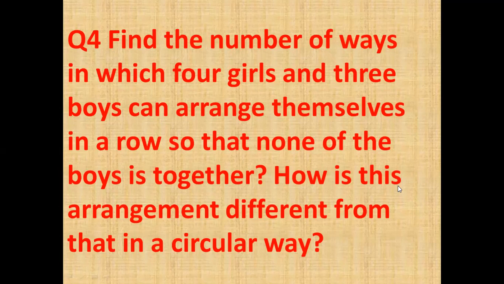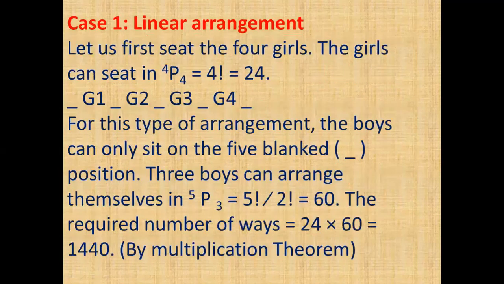So we have 4 girls and 3 boys. First of all, we'll be discussing linear arrangement. Let us first ask the 4 girls to sit. They can sit in 4! ways, like G1, G2, G3, G4. Between these girls, we have 5 spaces. So in the case of girls, it would be 4P4, that is factorial 4, 24.